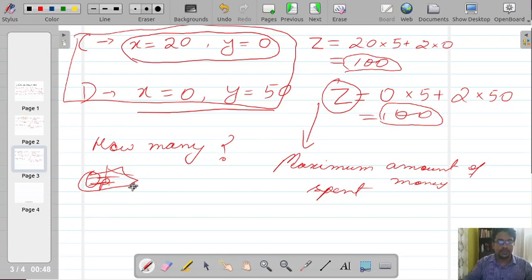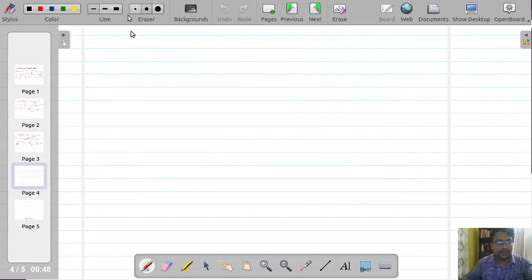I cannot spend more than the given amount 100. So the maximum possible value of z can be 100. But in these two solutions you will see I am getting only pens, or only pencils. But what happens if I want both at least? In that case I can give you some more restrictions.